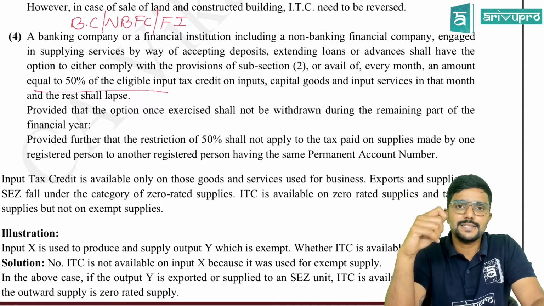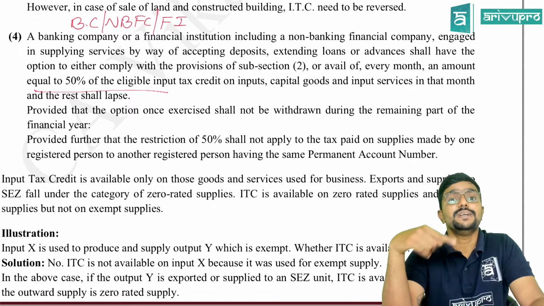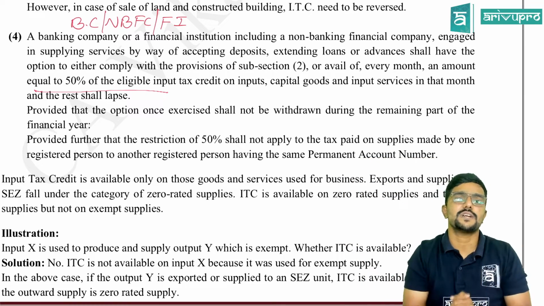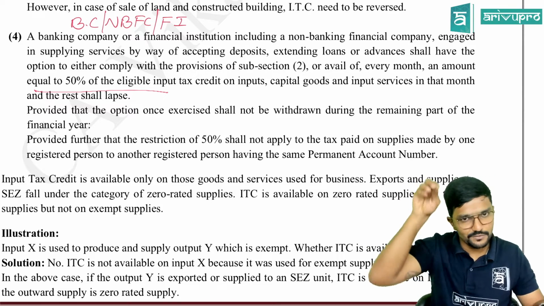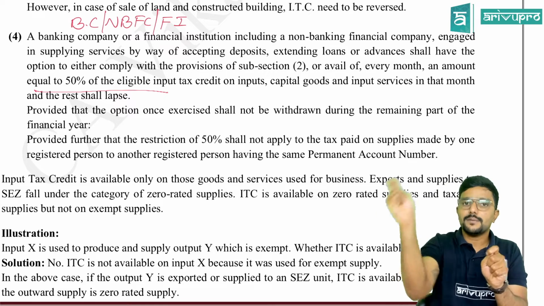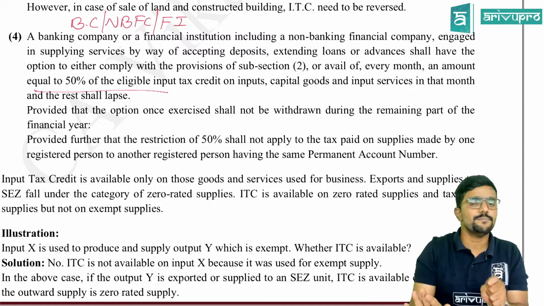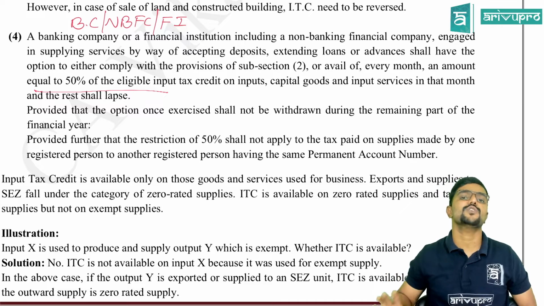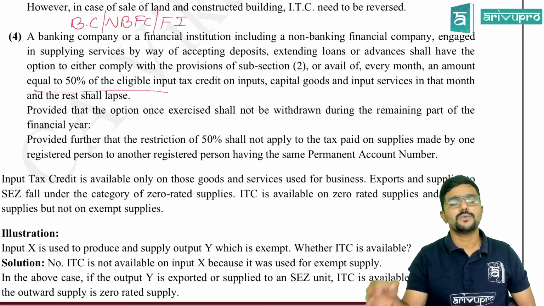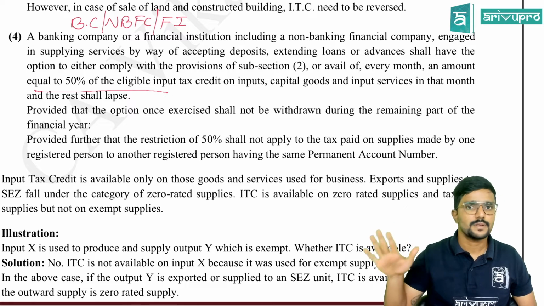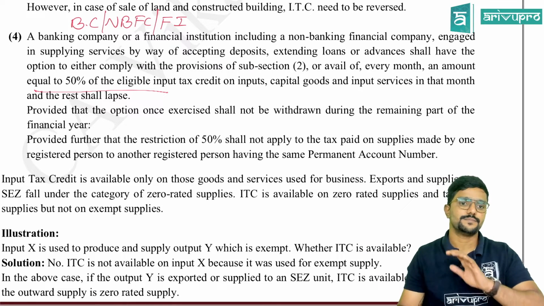So if any tax is paid on the inward supply which is taken from a distinct person, which is registered under the same PAN, the 50% restriction is not applicable. Even if they have opted for subsection 4, still in case of inward supply taken from a distinct person who is registered under the same PAN, the 50% limit is not applicable. Clear? That is, the 50% limit applies only when the inward supply is from others, not from distinct persons. Is that clear? Yes, sir.